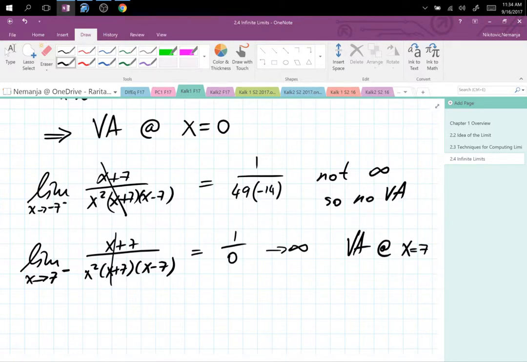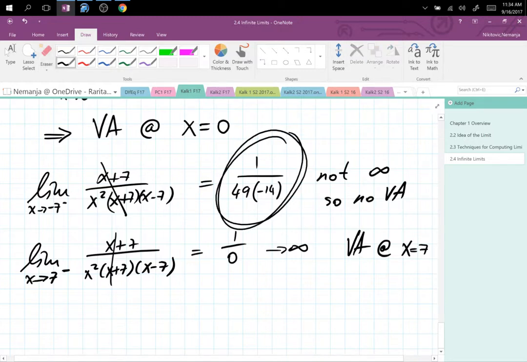Cool? Does it matter if you plug it into the secondary equation or the original? Well, this is the original equation where this x plus 7 always cancels. You always start with the original equation, see what cancels, and then plug in the remainder. If you get a situation where it's 1 over 0 or 7 over 0 or 10 over 0, that's going to shoot to infinity. We have a vertical asymptote. If you get a finite value, not over 0, then that means no vertical asymptote because it didn't get to be an infinite limit.